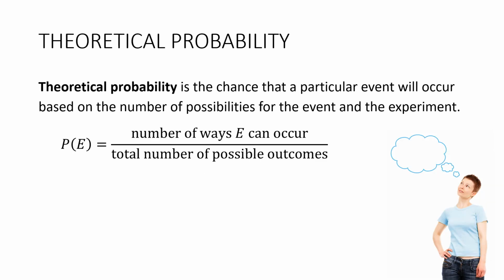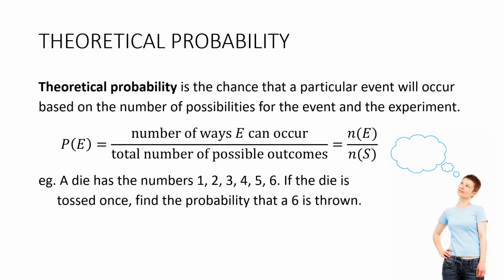Whereas theoretical probability is the chance that a particular event will occur based on the number of possibilities for the event and the experiment. So it's the probability the event will occur in theory. It's a very similar formula. The probability that E will occur is equal to the number of ways E can occur divided by the total number of possible outcomes. And from last lesson, we learnt that this is the same as the number of elements in the set E divided by the number of elements in the sample space.